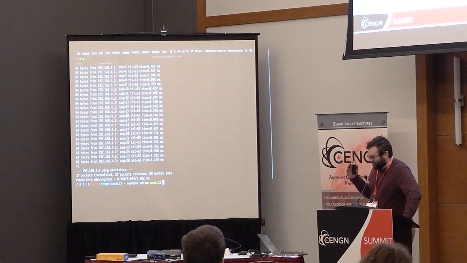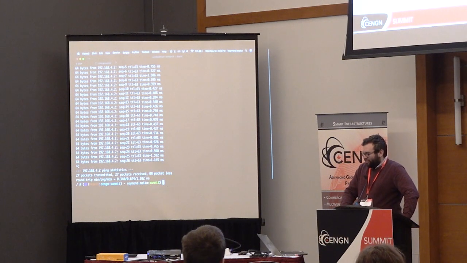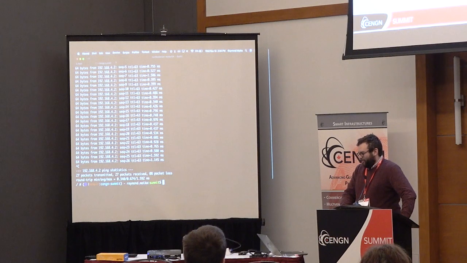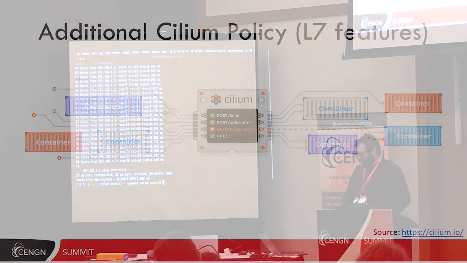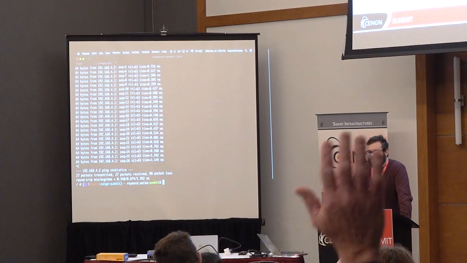And just a quick example, a description of what you can do with layer 7 policy: if you're going to define a policy, you can say these containers can access my HTTP endpoints, they can post to hello, index, and they can get anything under the root, but I'm going to explicitly deny a policy to delete something at the path slash concern. So just using the primitives defined on this slide, you can define an additional layer of policy at layer 7 using Cilium. Does anyone have any questions?